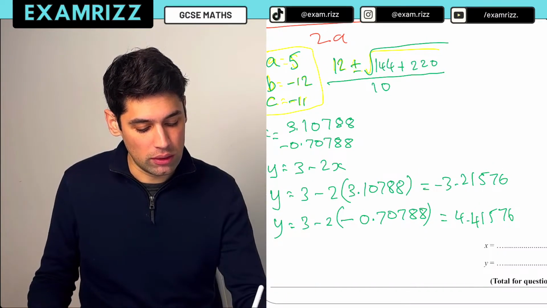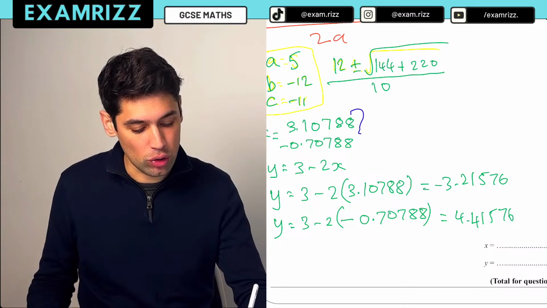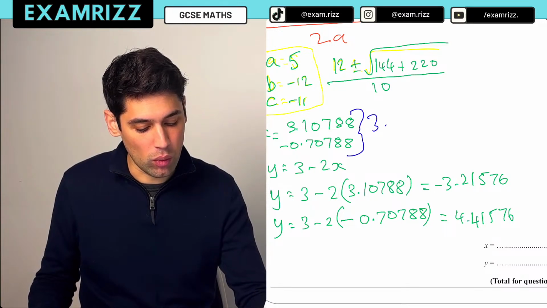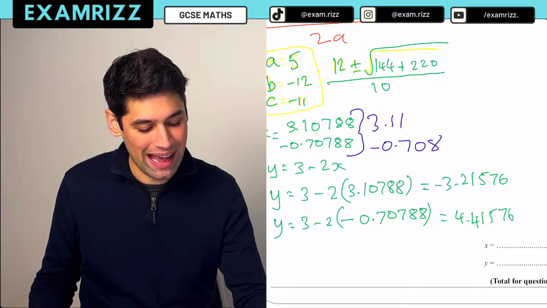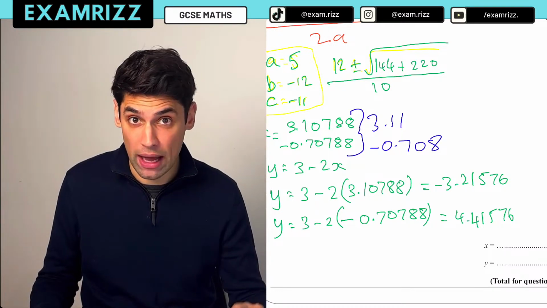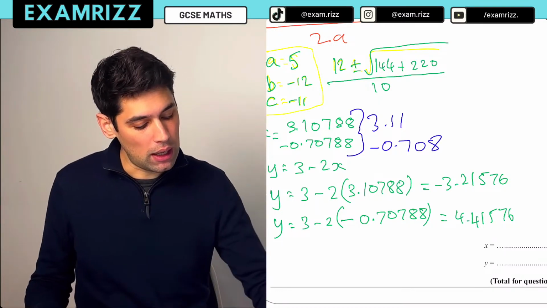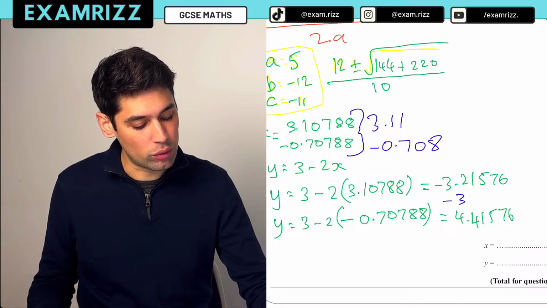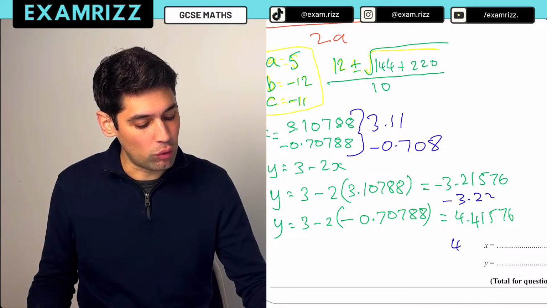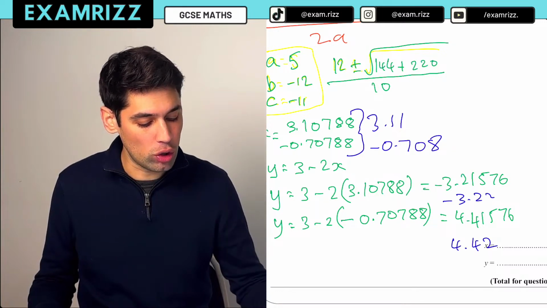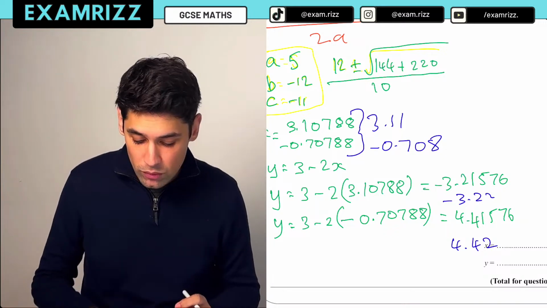So these ones would round to 3.11, negative 0.708, because remember that 0 at the beginning does not count as a significant figure. And these ones are just going to be negative 3.22 and 4.42. Those are our answers.